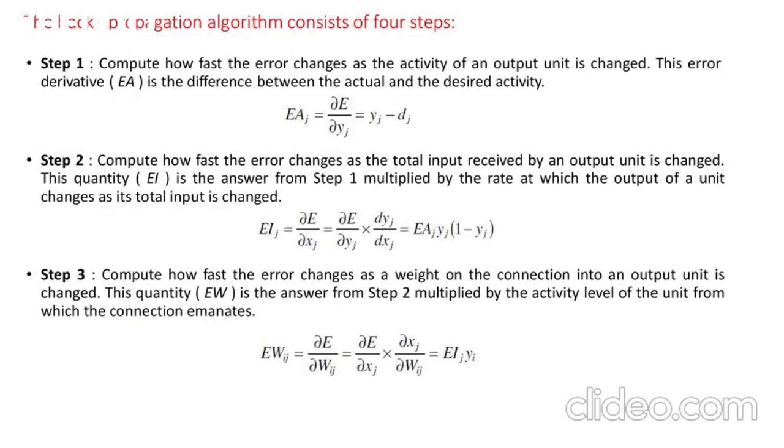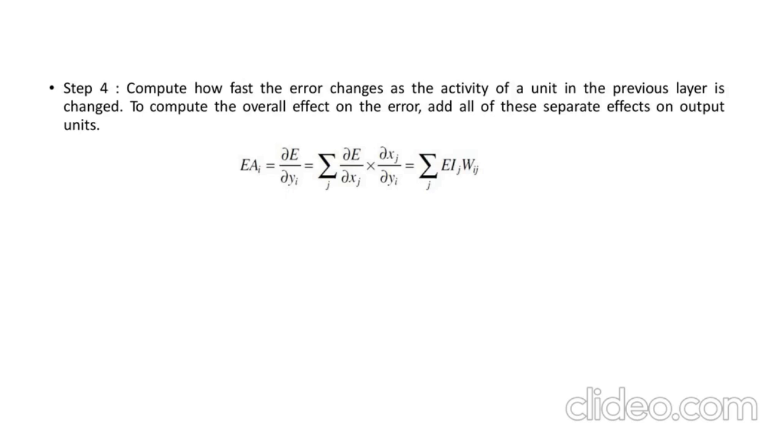The back propagation algorithm consists of 4 steps. In step 1, you calculate the error derivative, that is, the differentiation of the error function. The error comes from the difference between actual and desired activity. Step 2, compute how the unit changes with total input, that is, dou E by dou y into dou y by dou x. Step 3, compute how fast the error changes as the weight changes, that is, we calculate for the unit from which the connection emanates: EW = dou E by dou w = dou E by dou x into dou x by dou w.